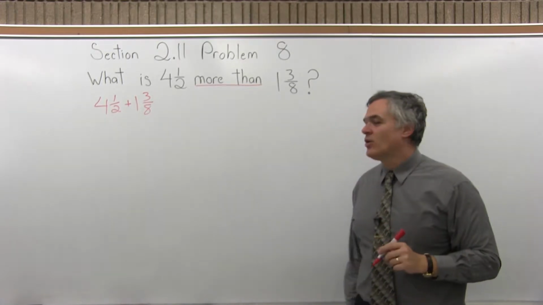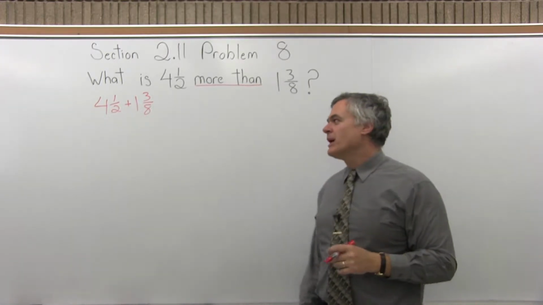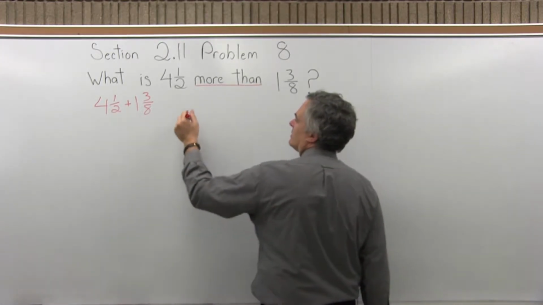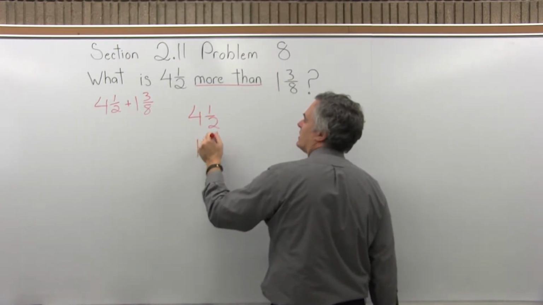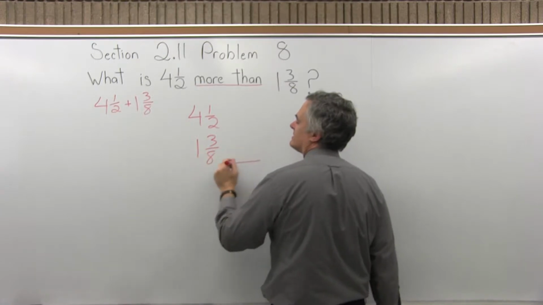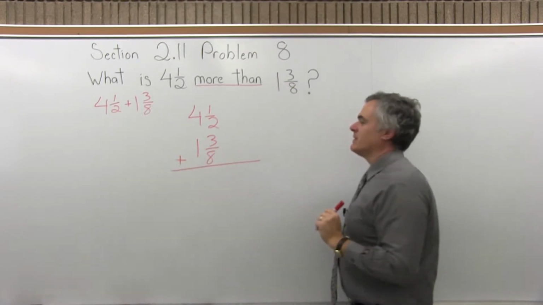And again, it can be done horizontally just the way it's written, but I find the vertical format easier to deal with. So I will write it this way, up and down, 4½ plus 1 3/8 like this. I like doing it this way.